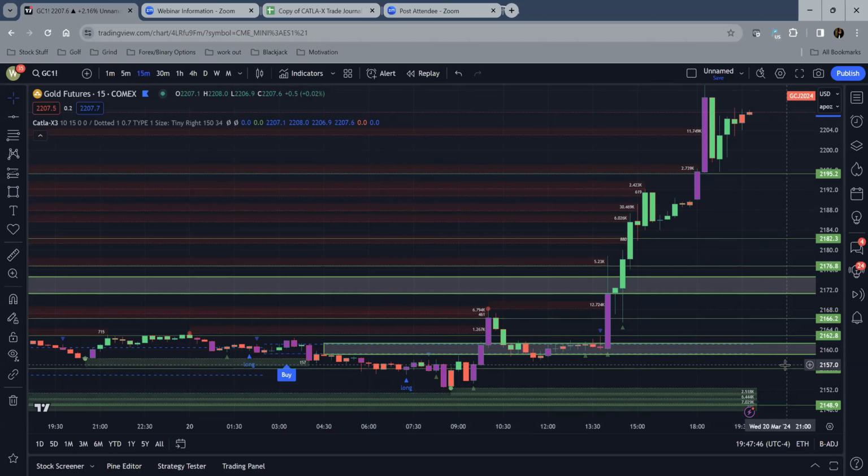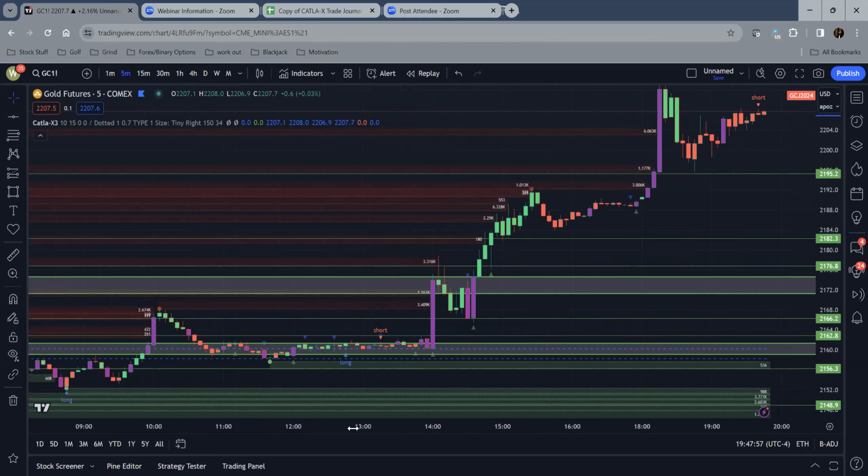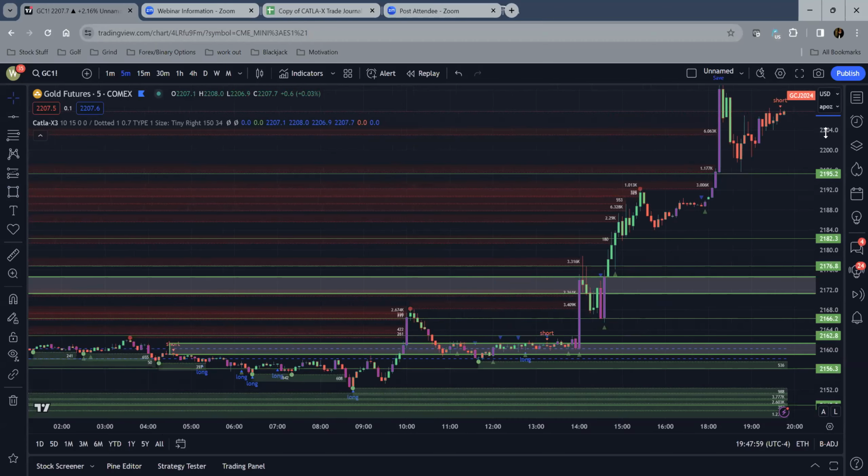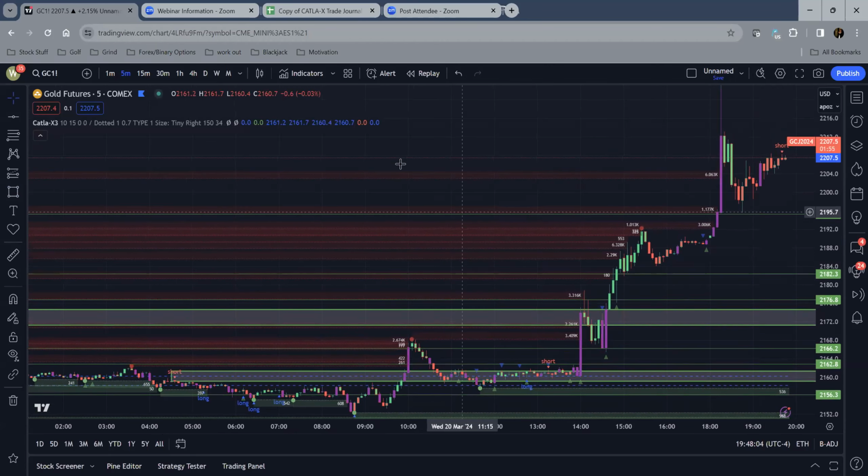So I like to look at the 1 hour and lower Catla X 3 zones, right? That way I can concentrate on my execution time frame. So now when I zoom down to my 5 minute time frame, I've got a Catla X zone from my 1 hour and 30 minute, and I've got a Catla X zone right here from my 15-minute time frame. Okay, does that make sense?